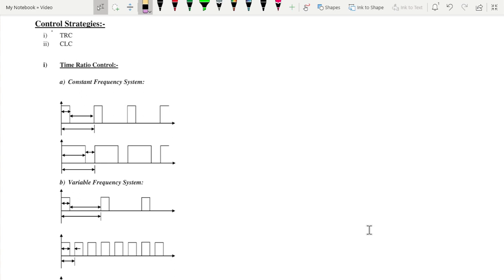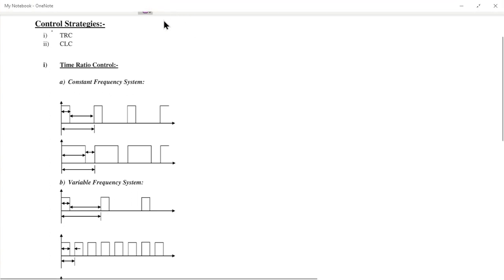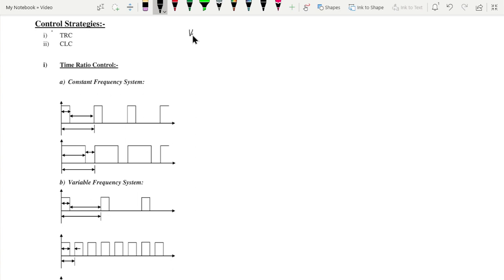Actually, in my last class, we discussed the step down chopper and we got a formula: V0 is equal to alpha of Vs, where V0 is the output voltage, Vs is the supply voltage, and alpha is the duty ratio or duty cycle, where alpha is equal to T on by T, where T on is the on time and T is the total time period.